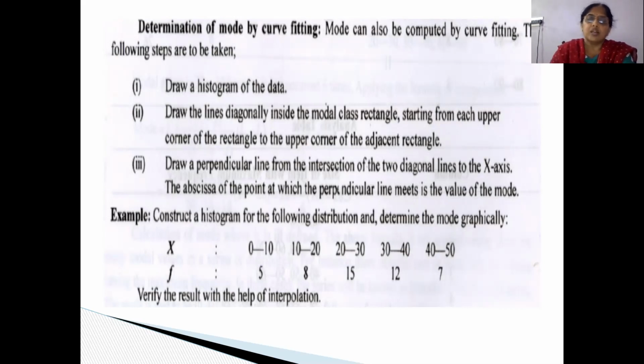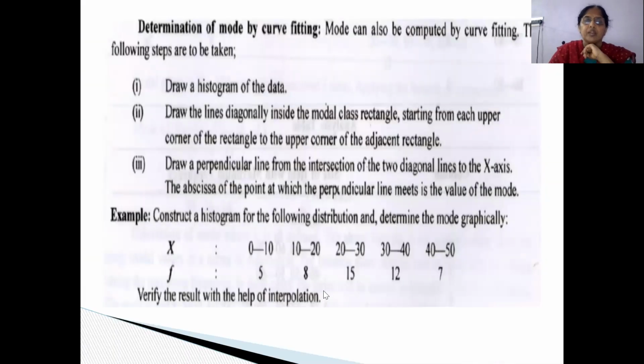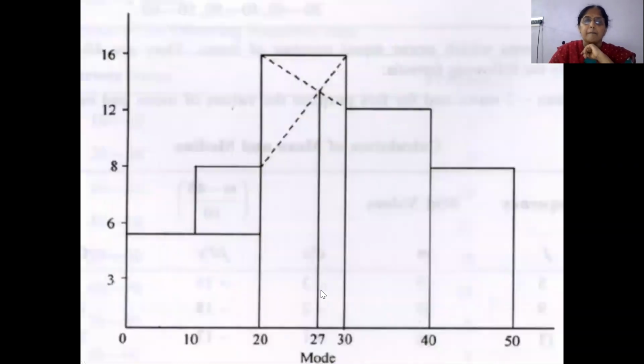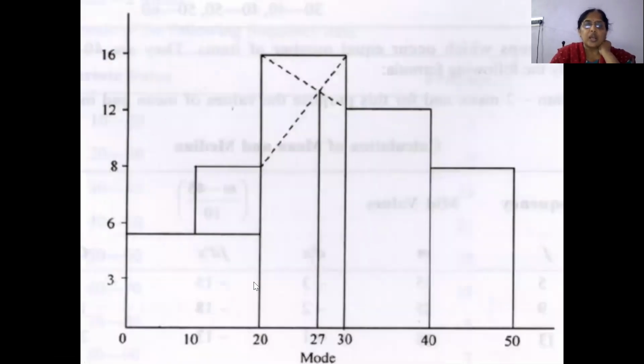Now what is the highest frequency? 15. And what is the lowest class interval there? 0 to 10. So when plotting this, the maximum is 15. We have to decide how much to take for the class intervals and what scale to take for the frequency. Okay, let us see.